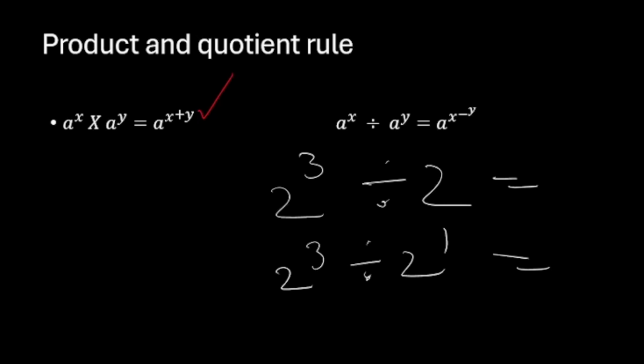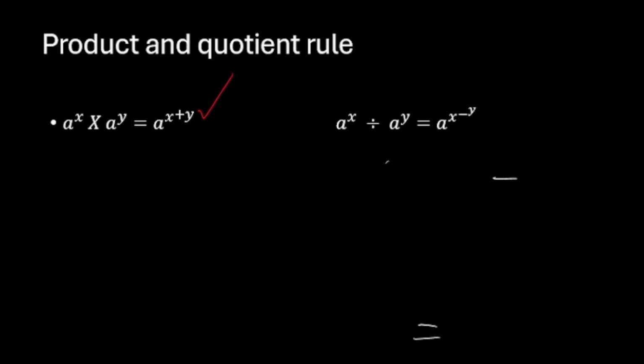So here there's no exponent, that means it's automatically powered by the exponent 1. So we still do the same thing. When the powers have the same base and we're dividing, we subtract the exponents. So 3 minus 1, the answer will be 2 squared. As simple as that. Product rule, when you multiply powers with the same base, you add the exponents. And quotient rule, when you divide powers with the same base, you subtract the exponents.